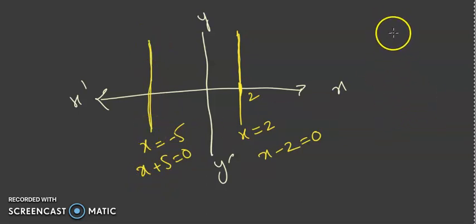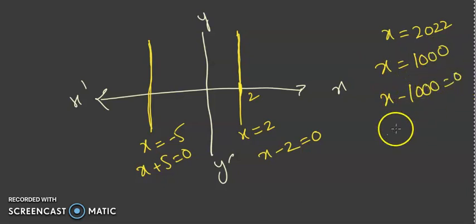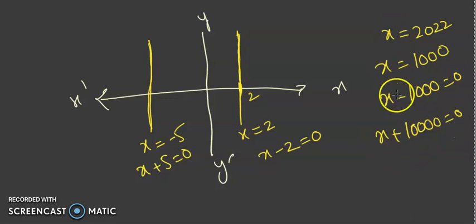So whenever there is written x equal to something, or maybe x equal to 20, 22, or x equal to 1000, or x minus 1000 equal to 0, or maybe x plus 10,000 equal to 0, then all these lines are vertical lines. When x is equal to something, or x plus or minus something equal to 0, then such lines are vertical lines. What about horizontal lines?